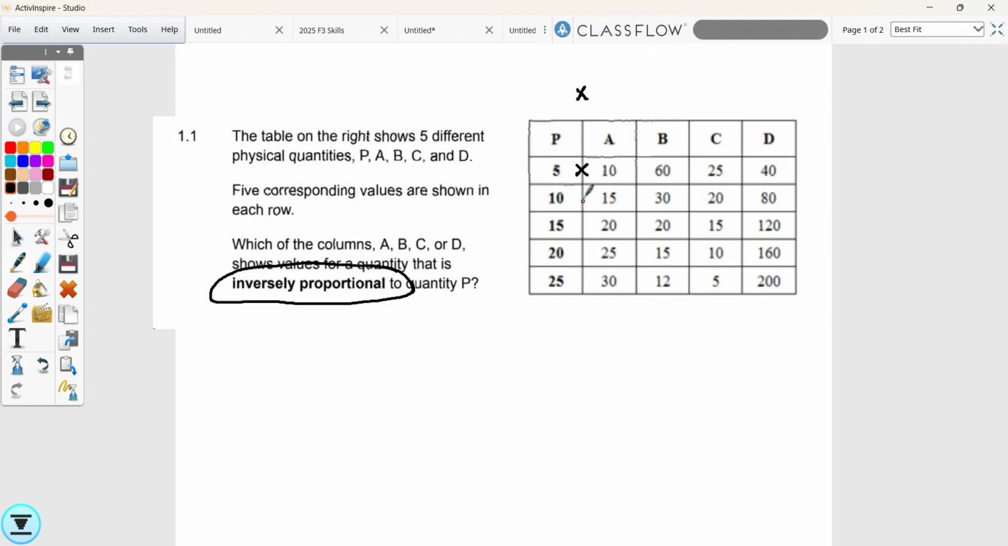So you're going to go 5 times 10, 5 times 15, 5 times 20, and so on, and see if you get a constant. Do you? No. Then we go to the next one. You say 5 times 60, 10 times 30, 15 times 20, and so on. Do you get a constant? Yes. So our answer was B.